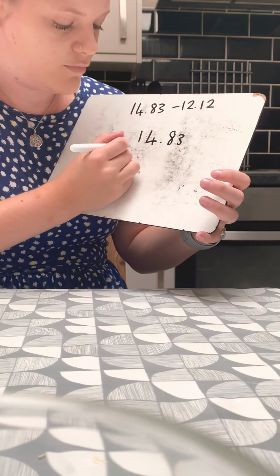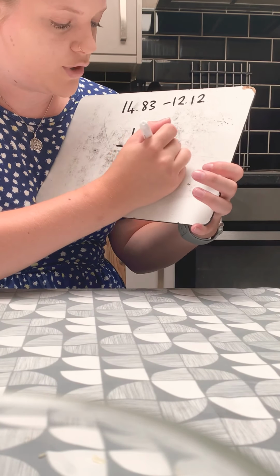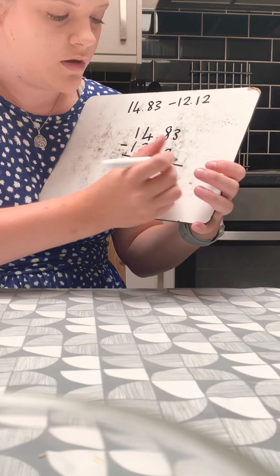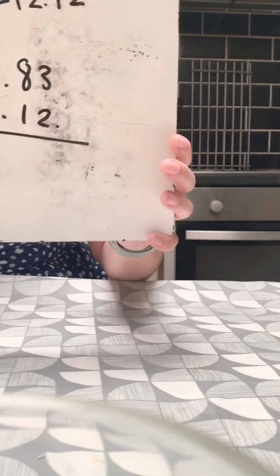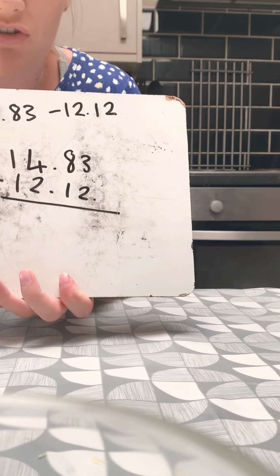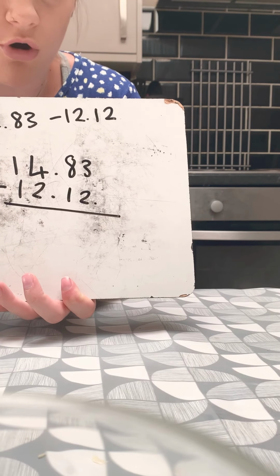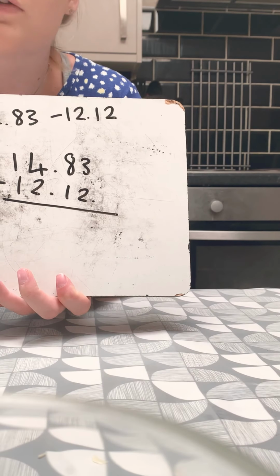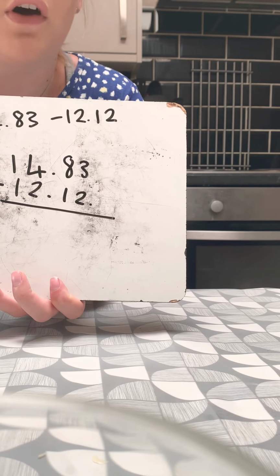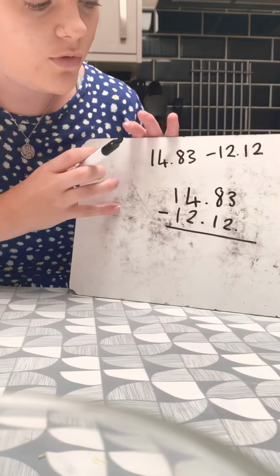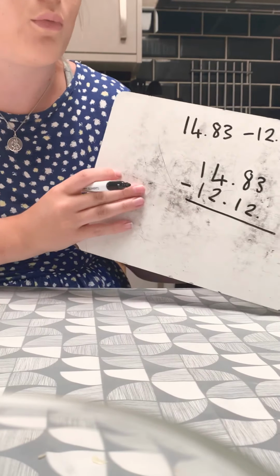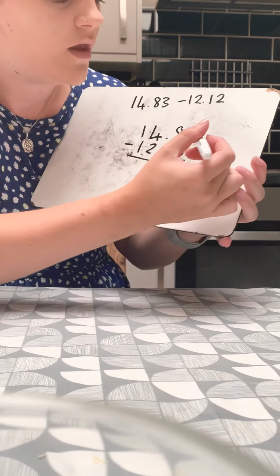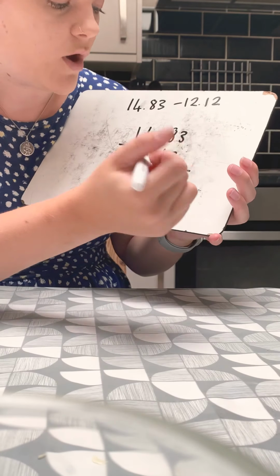So 14.83 subtract 12.12. Hopefully you will be using a ruler for that bit. Now remember with our subtraction that our largest number goes on the top. If you put your smallest number on the top, you can't do it. So always check first which is my biggest number because that needs to go first. And then we work our way through our columns like we do with our addition, but we are taking away today. 3 take away 2 gives me 1.